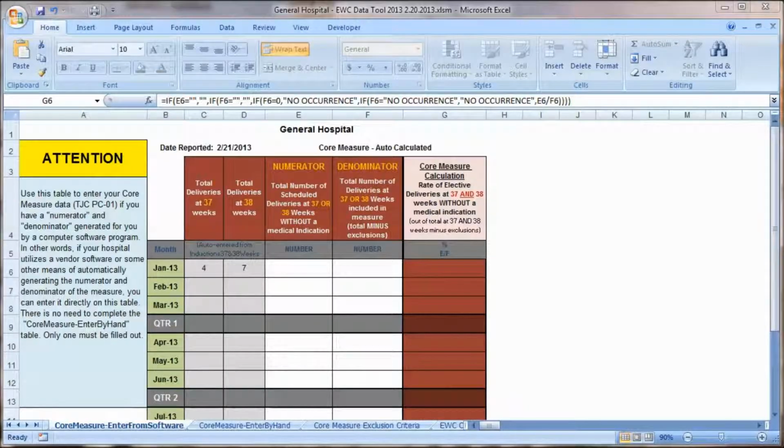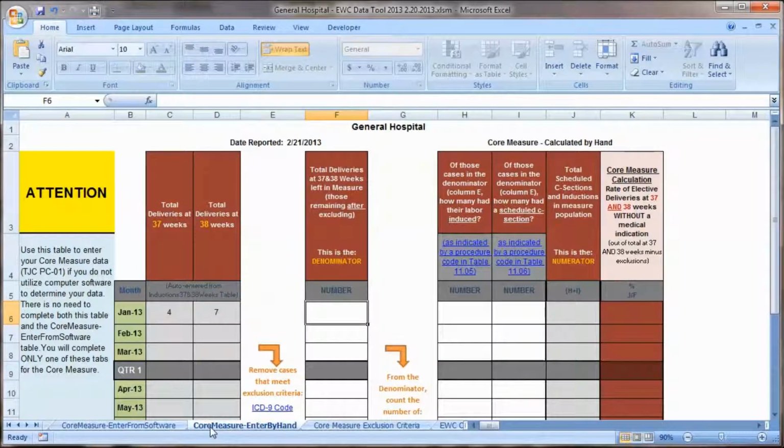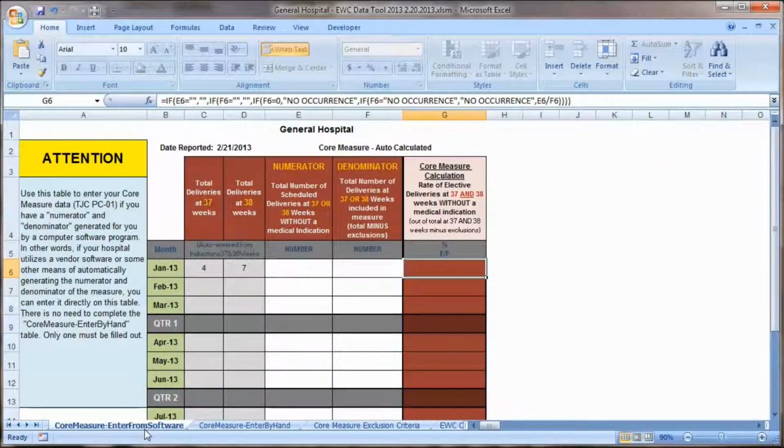There are 2 sheets within the tool in which you can enter PC01 data. The first is the Core Measure Enter from Software table. The second is the Core Measure Enter by Hand table. The Enter from Software table is intended to be used if your hospital utilizes a vendor system or software to automatically generate a numerator and denominator for PC01. If that is the case for your facility, you would simply input those numbers into columns E and F.